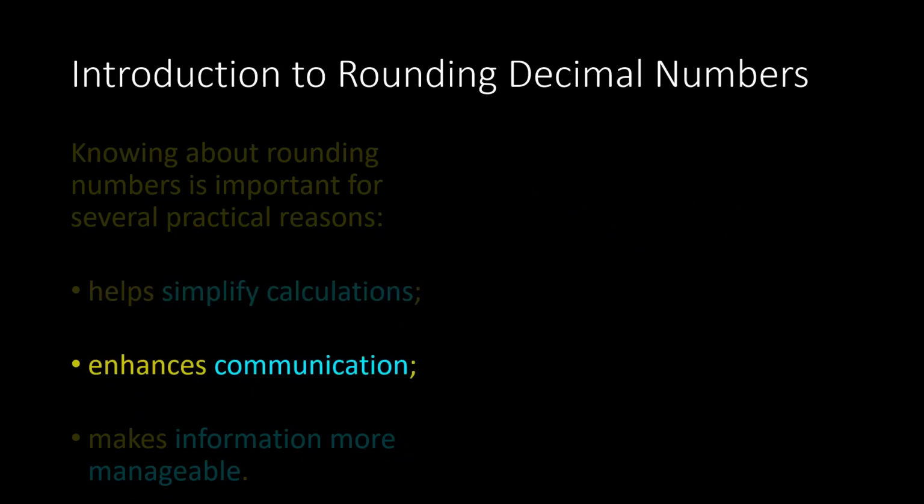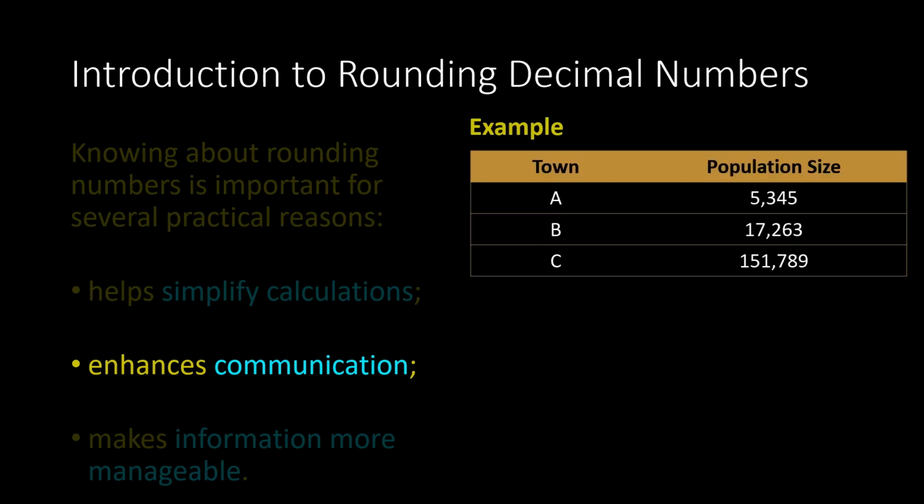Rounding also helps to enhance communication. So for example, if we have the population size of 3 towns, as shown here, town A has a population size of 5,345, and population B has a population size of 17,263, and town C has a population size of 151,789. Now, this is all, as you can hear, very wordy.